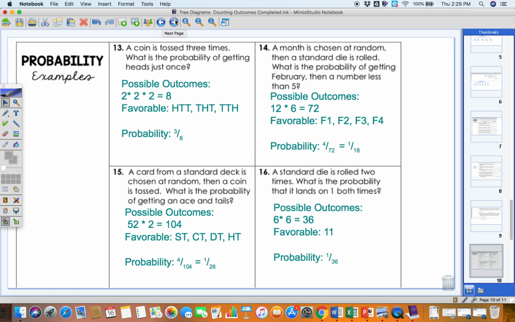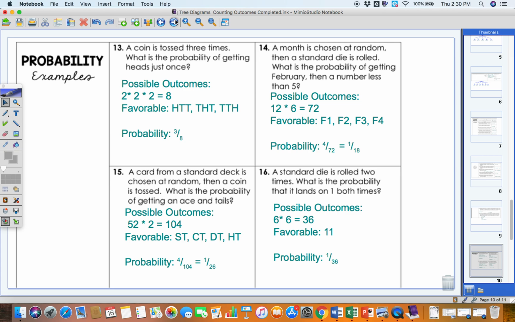So we're going to move into the probability examples. A coin is tossed 3 times. What is the probability of getting heads just once? The first thing you have to do is find the possible outcomes. There are 2 outcomes for each time you flip the coin, so there are 8 possible outcomes. The favorable outcomes occur when heads only occurs once. That would be heads, tails, tails; tails, heads, tails; or tails, tails, heads. So there are 3 favorable outcomes out of 8 possible outcomes.